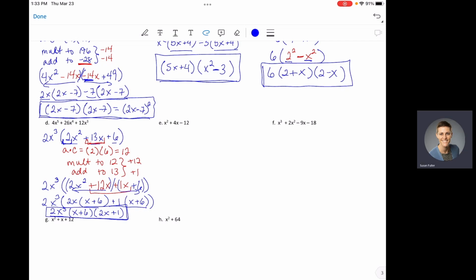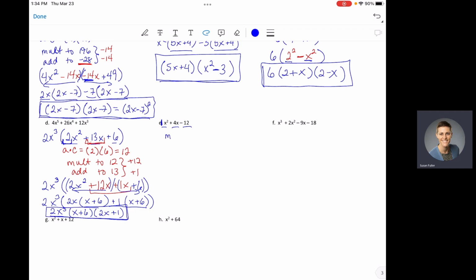All right, E, first line of defense. Does anything come out of everything? Do we have a greatest common factor other than 1? Nope, not in this problem. So we have 1, 2, 3 terms. So we're going to look for two numbers that multiply to something and add to something else. And our A value is 1 here, which means our lives are going to be a lot easier.